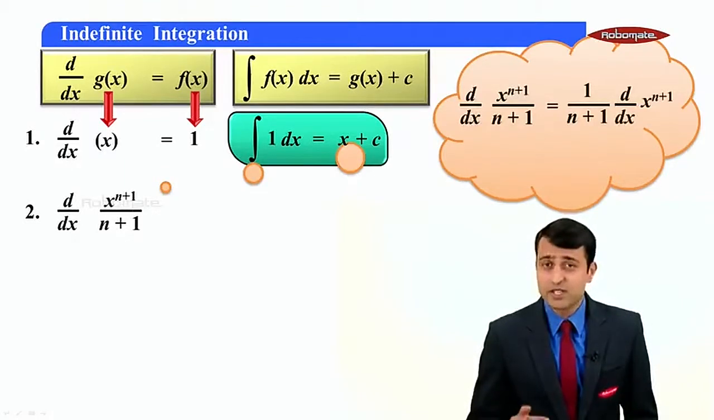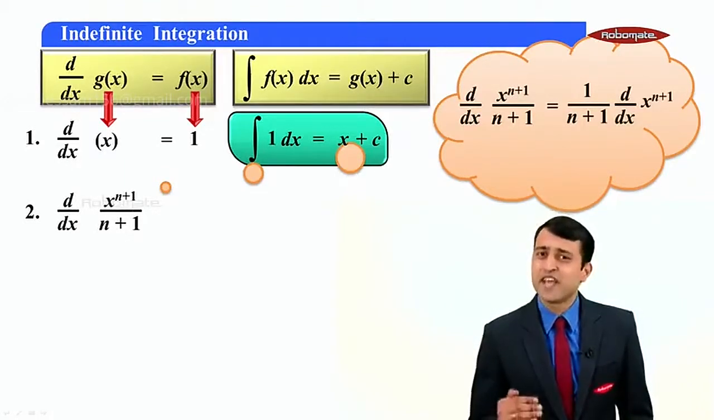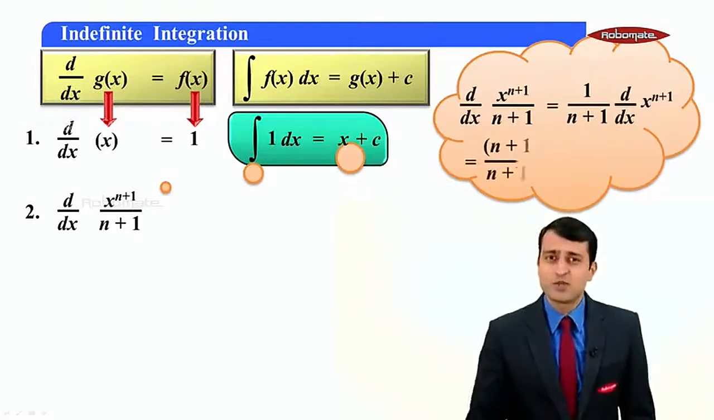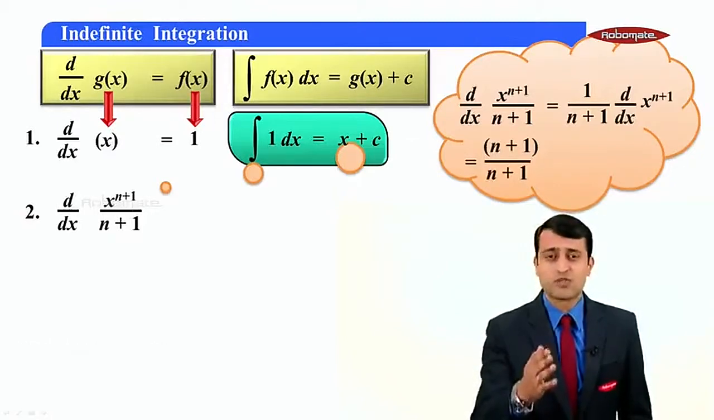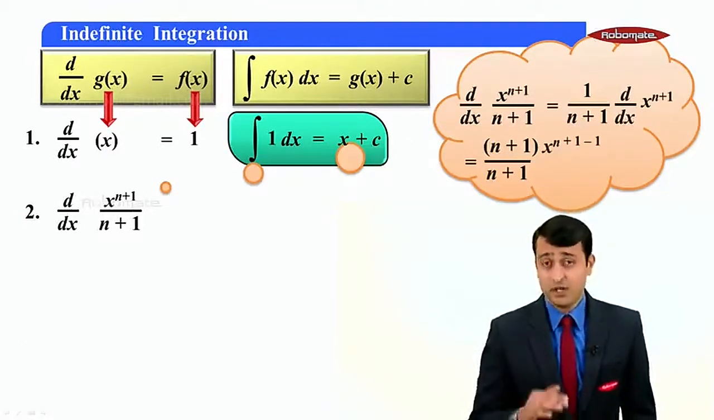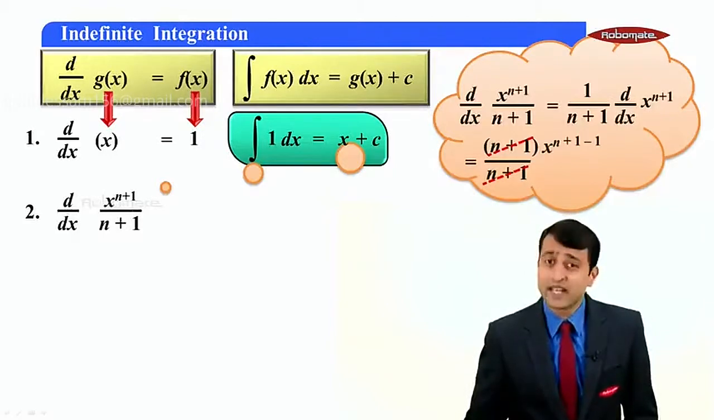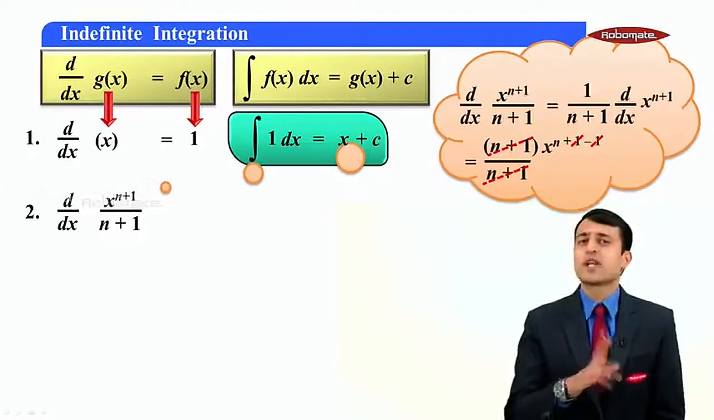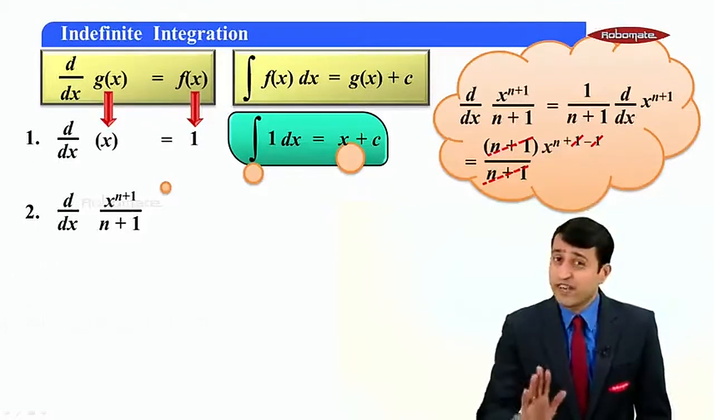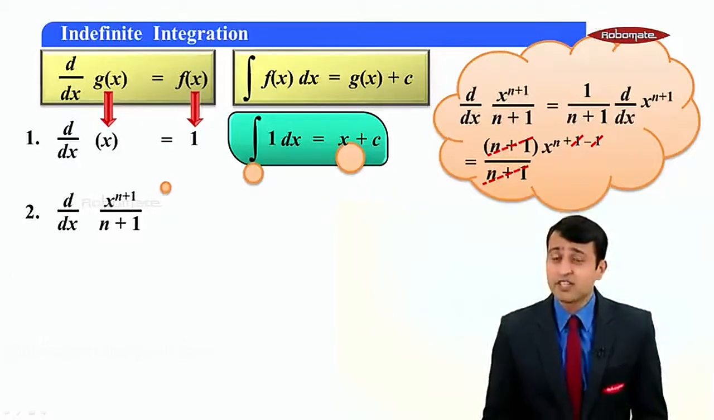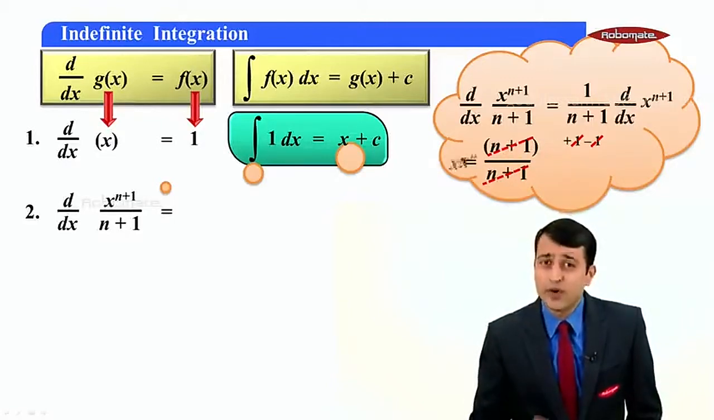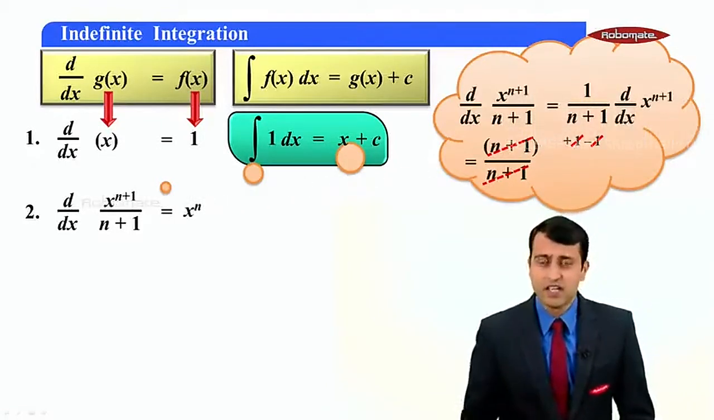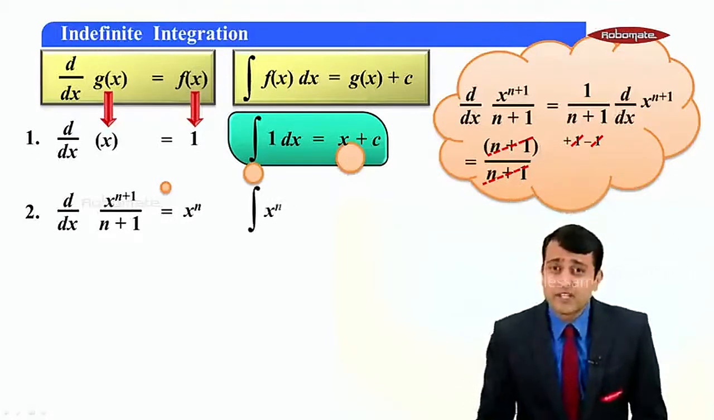On differentiating x raised to n plus 1, can I say we have n plus 1 times x raised to n plus 1 minus 1. There is already an n plus 1 in the denominator outside, so this is what we will get. Now you can check here, n plus 1 will get cancelled, and also the plus 1 and minus 1 will get cancelled. So effectively, what is the derivative of the function? It's only x raised to n. So can I write here: is equal to x raised to n? Is that clear? So as per the definition, what will we get?